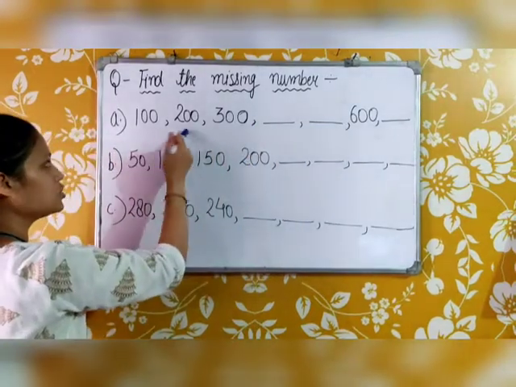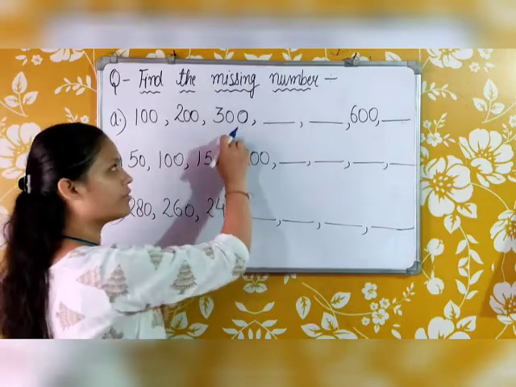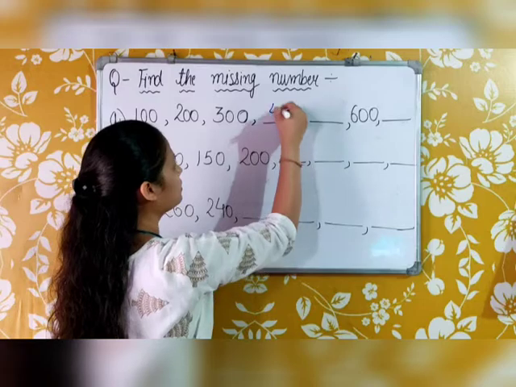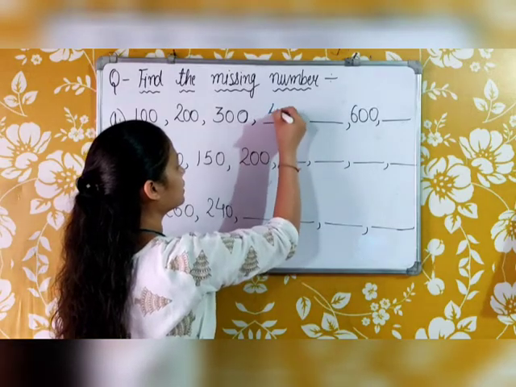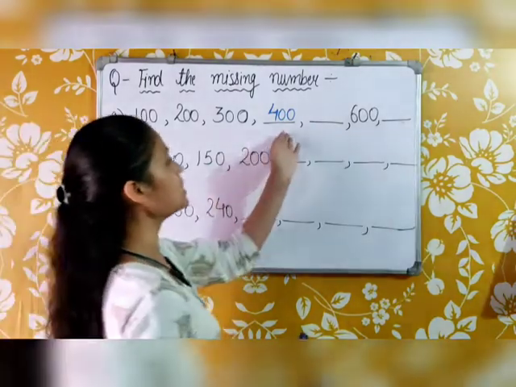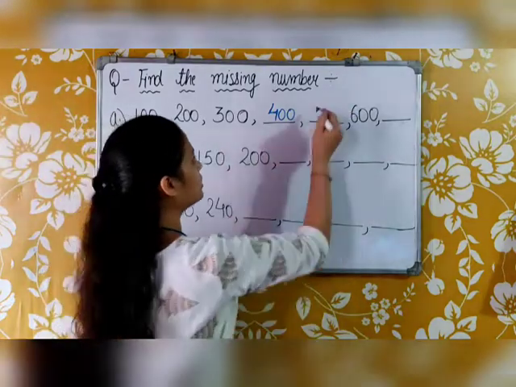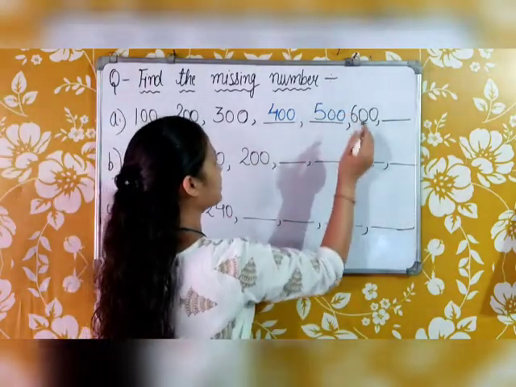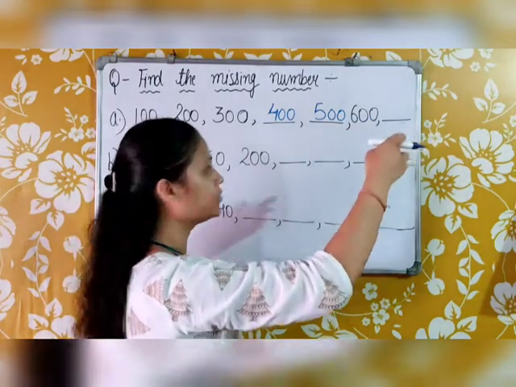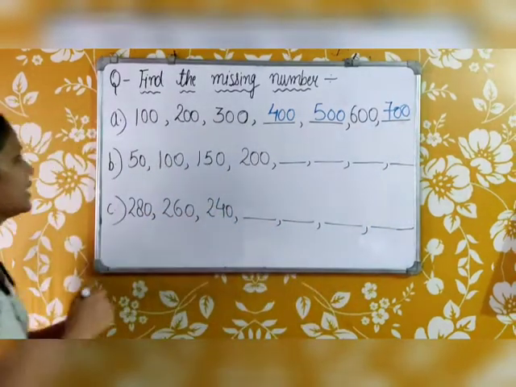So this is 100, this is 200, this is 300. After 300 it will come 400. Then again a gap of 100, so this will become 500. Then again a gap of 100, 600. Then again a gap of 100, so this will become 700. Correct? Once again, let's see.